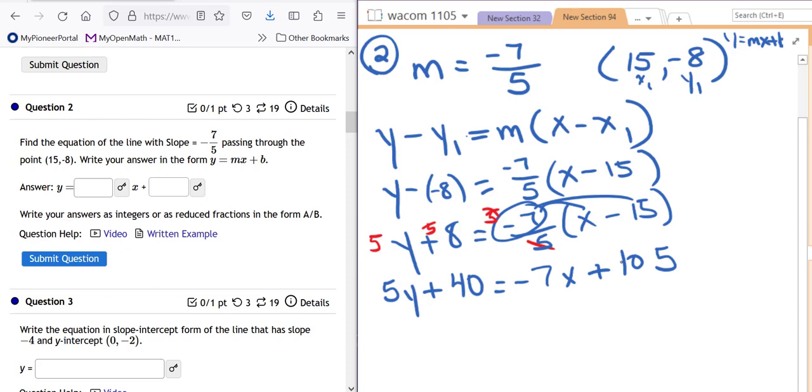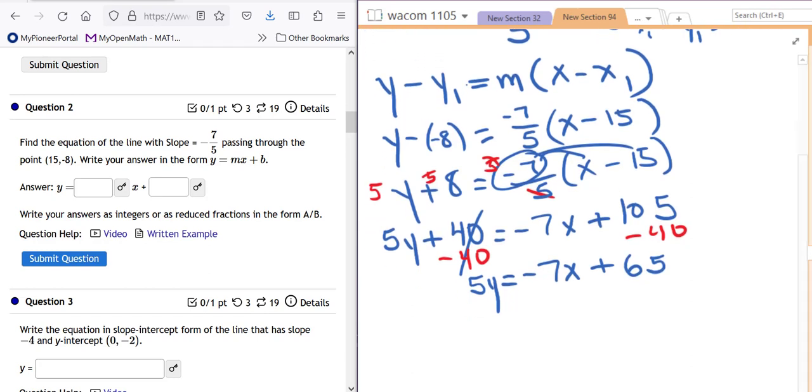And now you're going to move around and manipulate to get y equals mx plus b. So you want y by itself. So we will subtract the 40. That will leave us 5y equals -7x plus 65. And now you have to divide by 5.